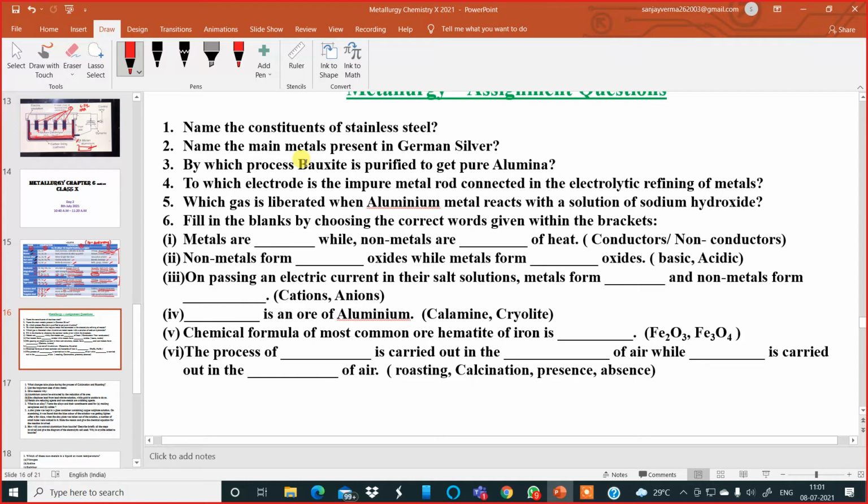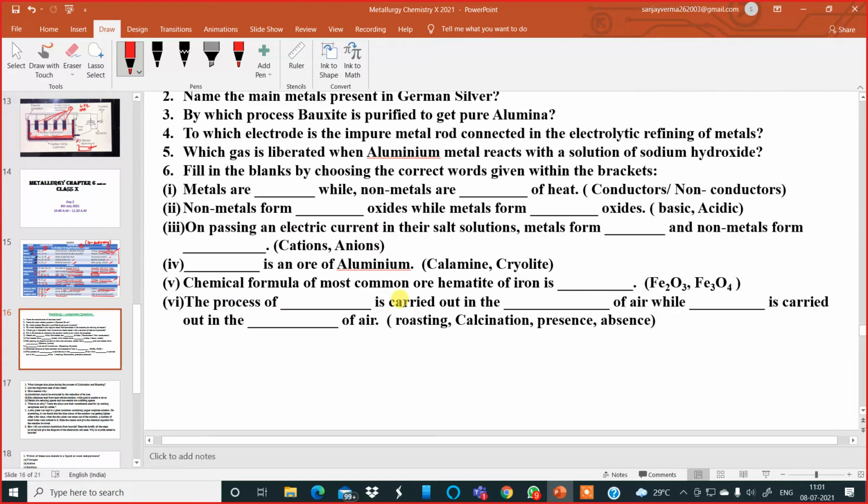Number four, to which electrode is the impure metal rod connected in the electrorefining of metals? Number five, which gas is liberated when aluminum metal reacts with a solution of sodium hydroxide? Fill in the blanks, there are 6 of them. This is the first set of questions from this chapter. Simple, important questions. You will get this in the WhatsApp group also in PowerPoint presentation format. Now the next set of questions.